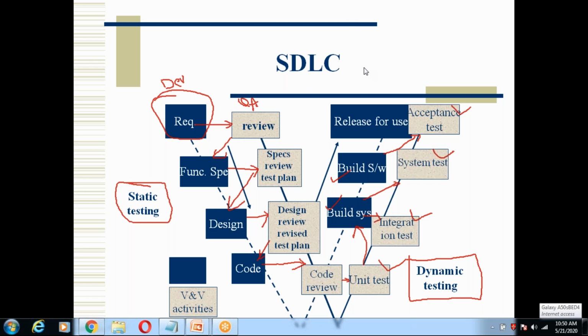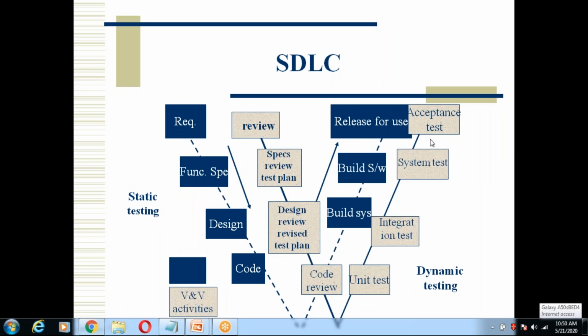So hope that this is clear to everybody. Do you have any questions right now, team? Do you have any questions? In the chat box, you can just put any question. Hope that everybody has understood this V and V model, or it is also called as a W model.